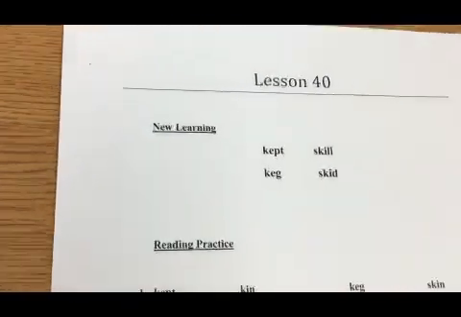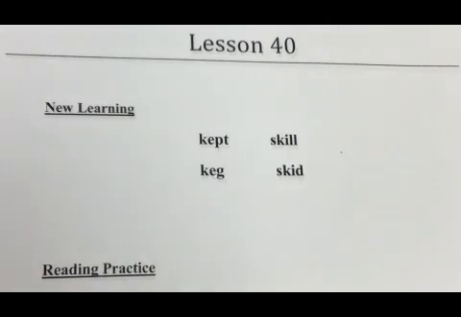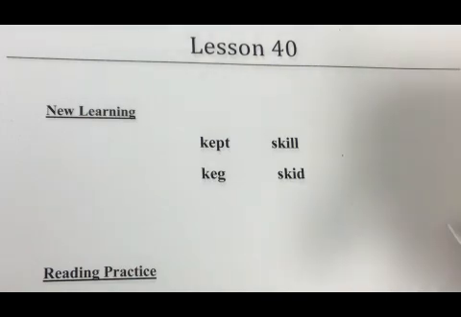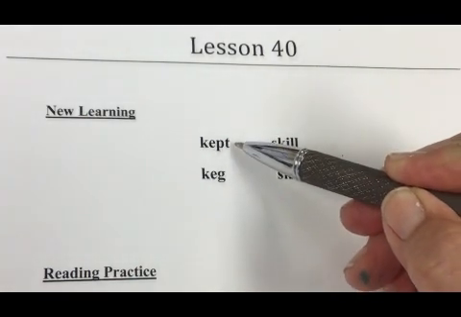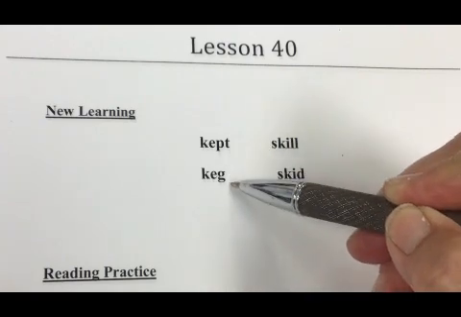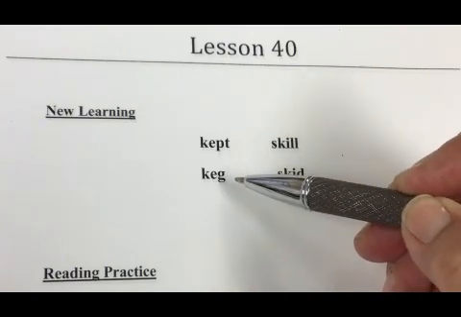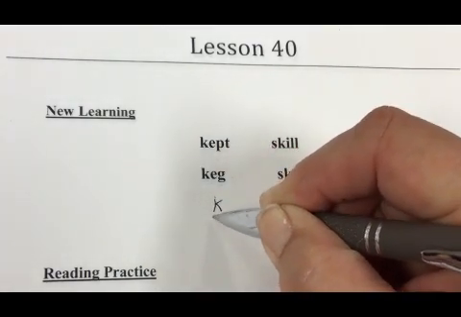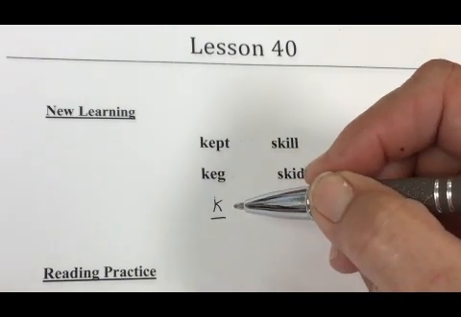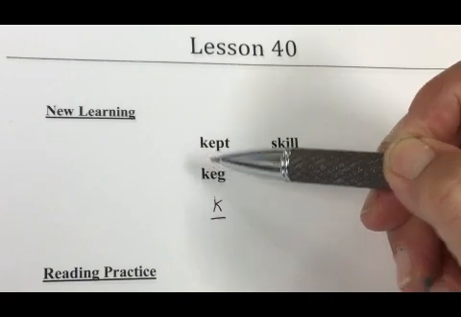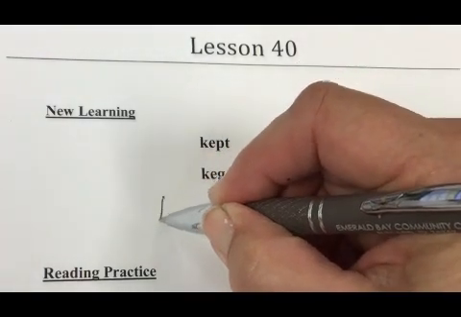Look at this. Zoom in so you can see this. I have 4 words written here. This word says kept. This says keg. What do these words have in common? Right, they both have K. Let me write down K right here. Now, this K is in what position? Right, it's in the initial position.